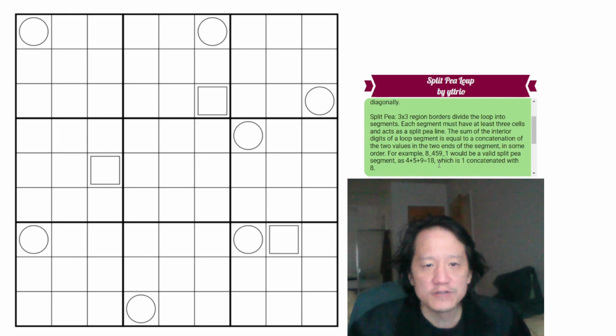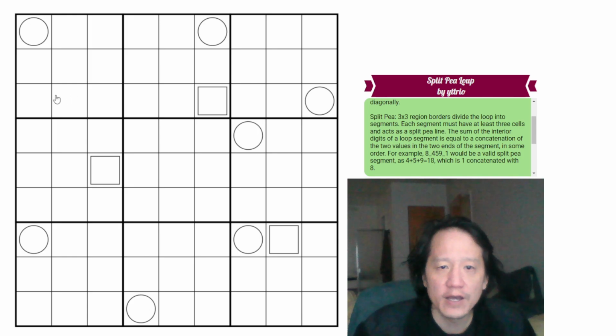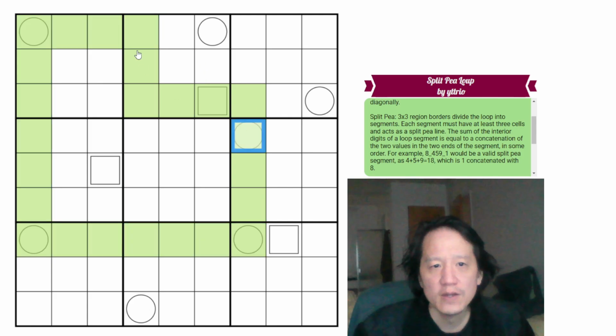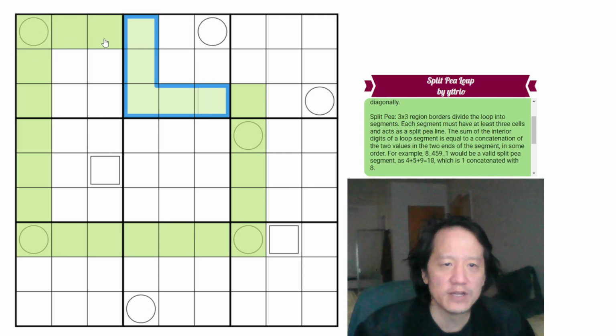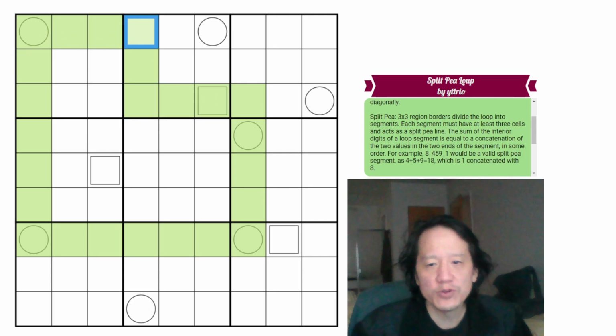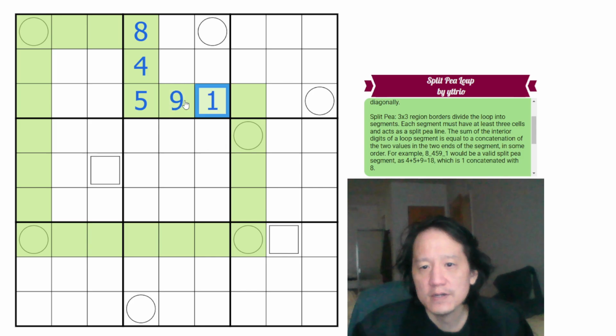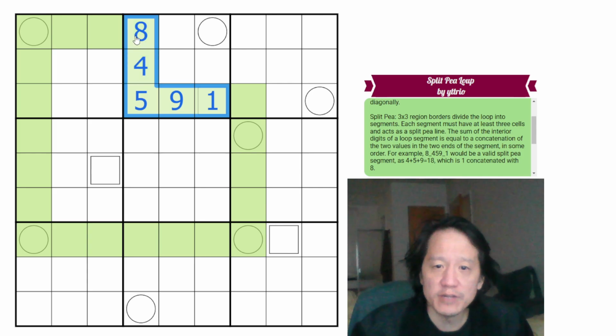For example, say you had on this split P loop, it was basically something along the lines of like this or something. Say it was something like this as the loop. Say we looked at, actually, it could be any of these. Say, for example, you had 8, 4, 5, 9, and 1. Then this would be a valid split P loop segment.